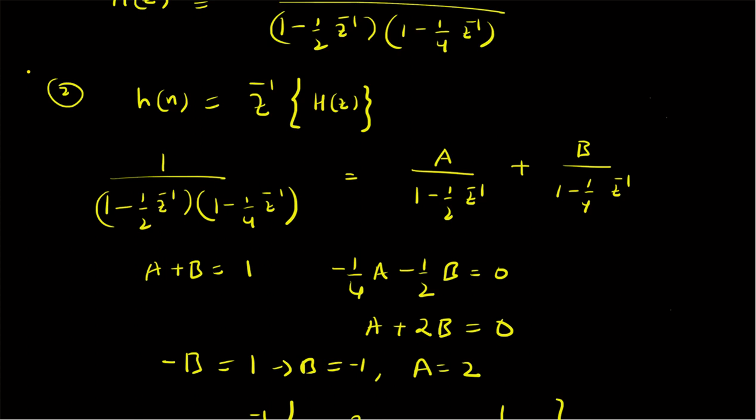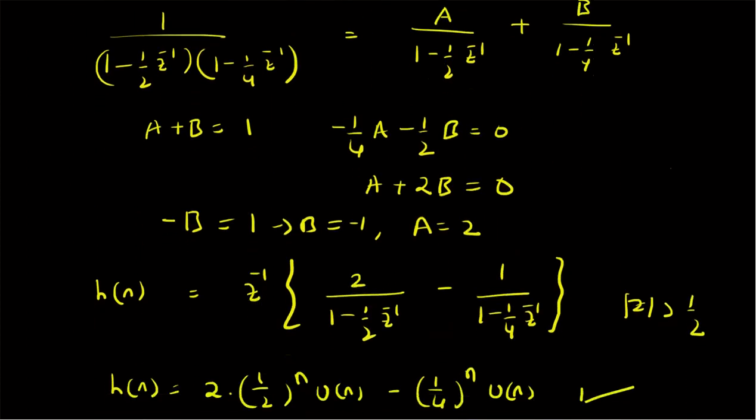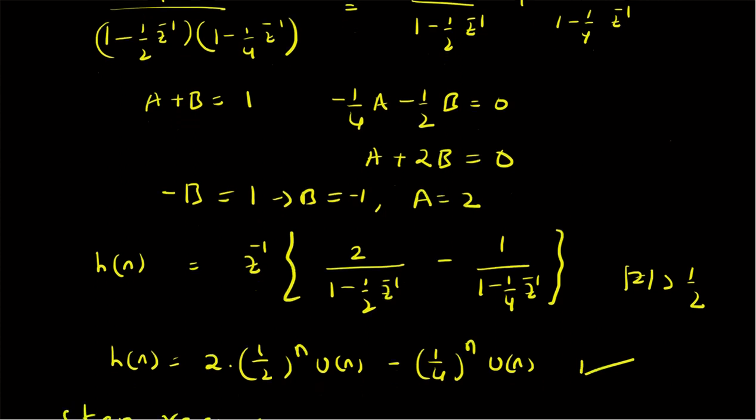By applying the partial fractions approach, we found that H of z is the combination of these two fractions, that is 2 by 1 minus 1 by 2 z inverse minus 1 by 1 minus 1 by 4 z inverse. Upon applying the inverse z transform and assuming that we are talking about causal systems, h of n is found to be 2 times 1 by 2 power n u of n minus 1 by 4 power n u of n.